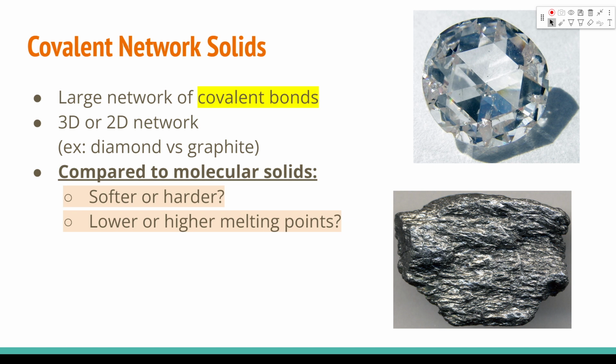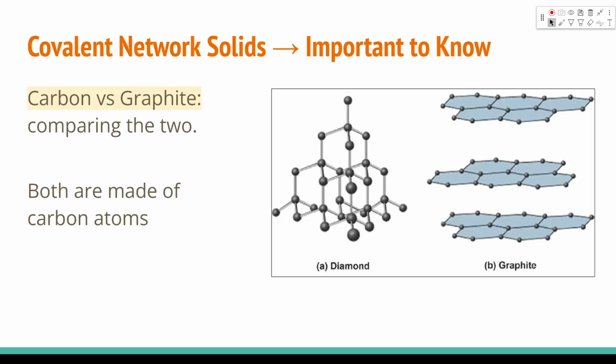Alrighty. So they are going to be harder compared to molecular solids because they're held together by covalent bonds. Since they're held together by covalent bonds instead of an IMF, it's going to be harder. And in terms of lower versus higher melting point, it's going to have a higher melting point because they are covalently bonded. Bonds are stronger than IMFs. Like I said, the two examples you should know for covalent network solids are diamond and graphite. Both of these are made out of carbon. Cool. Let's talk about each of them.